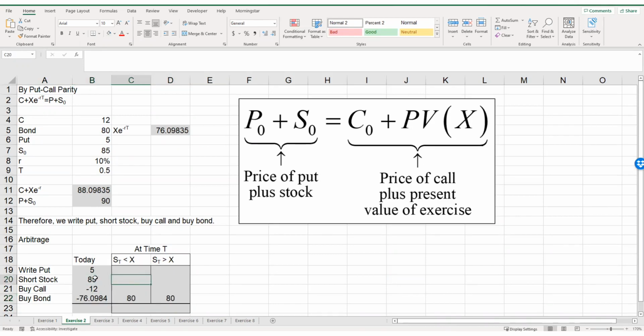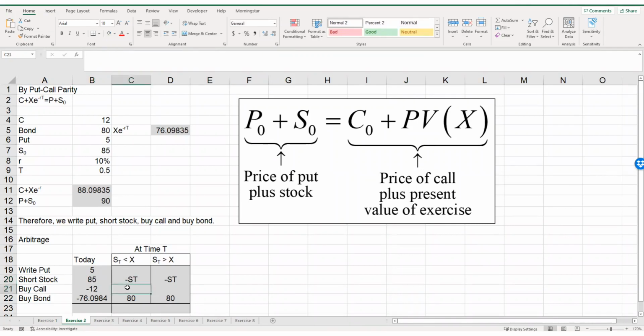And then for shorting the stock, now you receive 85, and in the future you will pay back ST. So you will receive $85 today, and in the future, you will pay back the stock price. You borrowed one share, and the price for the share today is 85. In the future, you need to return that one share with the future stock price, ST.